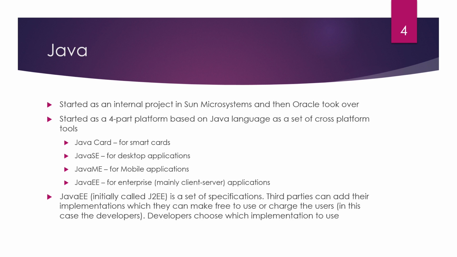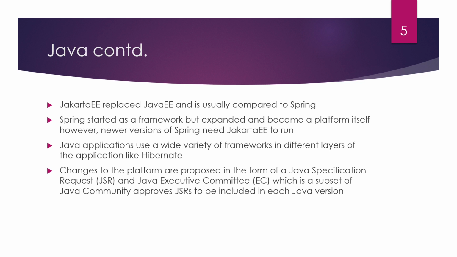Java EE, or previously called J2EE, is a set of specifications. It doesn't have any implementation, and third-party companies add their own implementations in their own libraries, and they can either sell it or make it available for free. After a few years, Oracle delegated the maintenance of Java EE to Eclipse Foundation, and it was renamed to Jakarta EE. Java EE and Jakarta EE are usually compared to something called Spring.